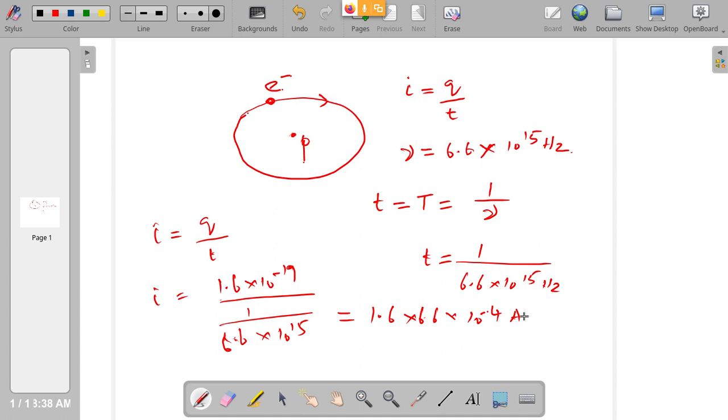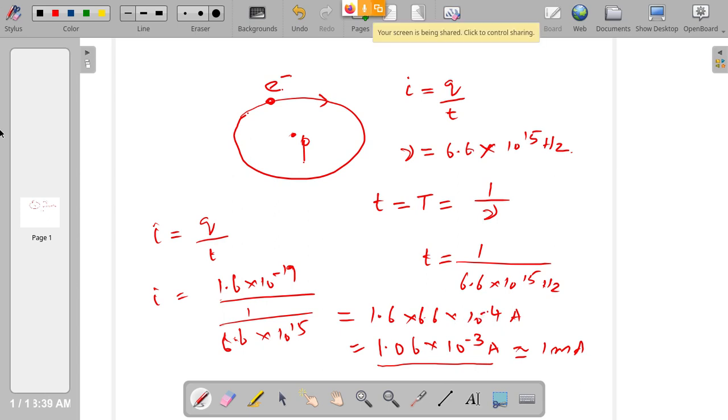So all we have to do is calculate this. If you multiply these two, 1.6 into 6.6, you will get 10.56 into 10 power minus 4. So we can write that as 1.06 into 10 power minus 3 amperes. So you can see it is roughly equal to 1 milliampere. So an electron going around the proton produces about a milliampere current on the nucleus, on the proton.